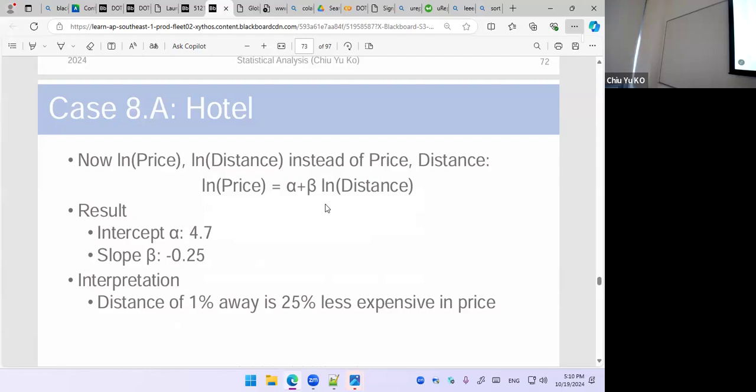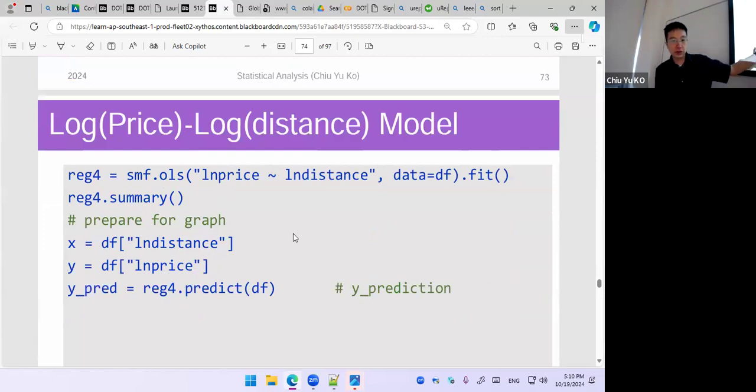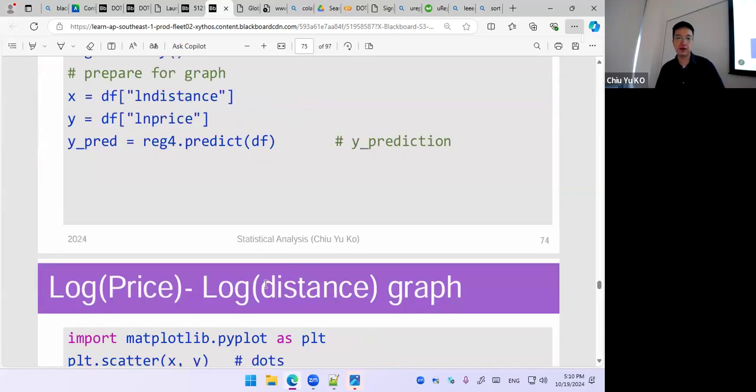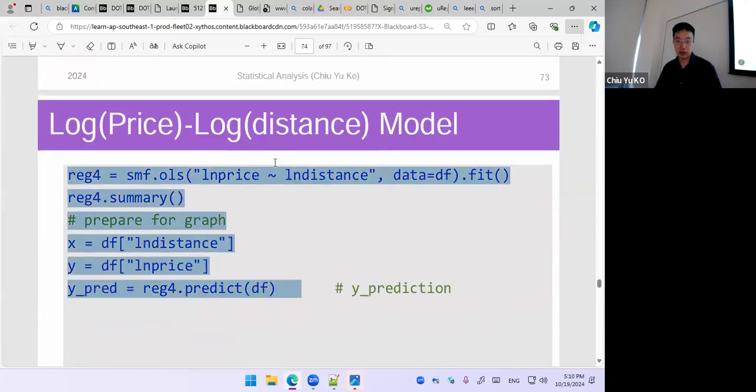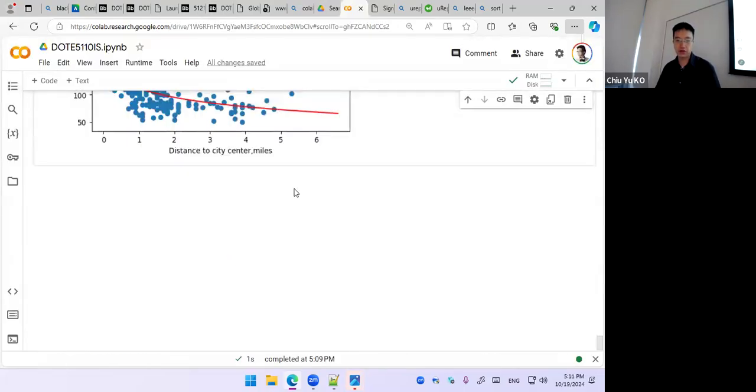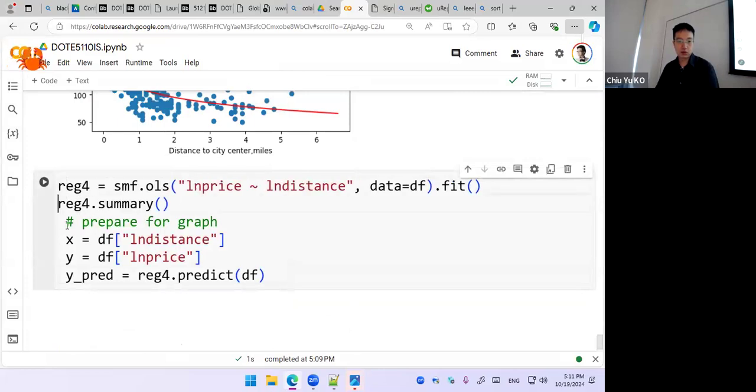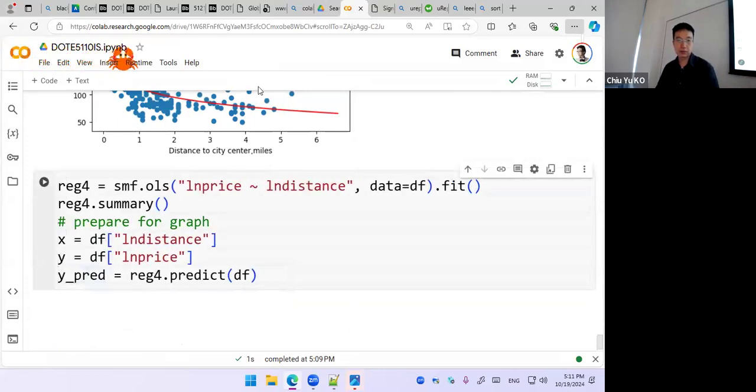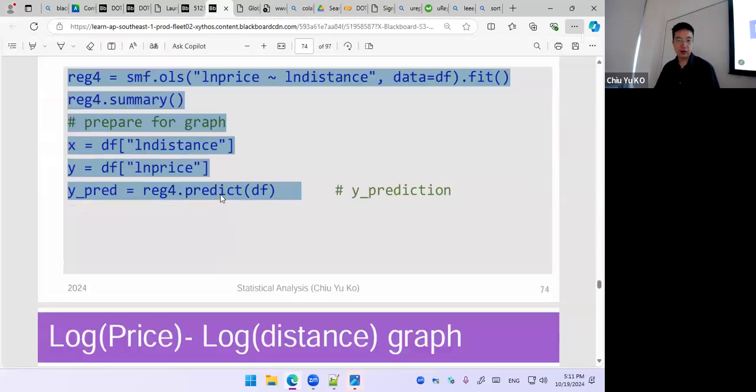But here, the beta means that if you change the distance by some percent, how the price changes, right? When the regression you show is 1 to 5, so it's 1% away, then 25% less expensive. Okay. So this is the model, right? We have calculated this already, so just run the regression, do the prediction and plot the graph. I just copy it and run it because it is so trivial. I'm not going to do it step by step on this one. This is the graph, right? And I just plot.